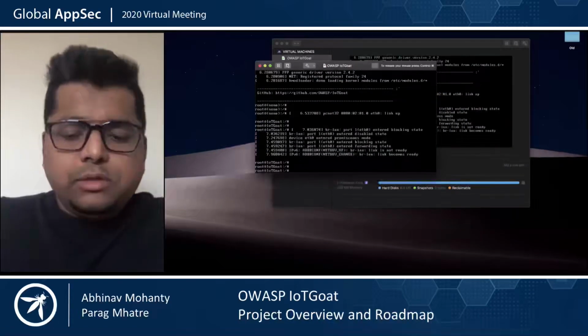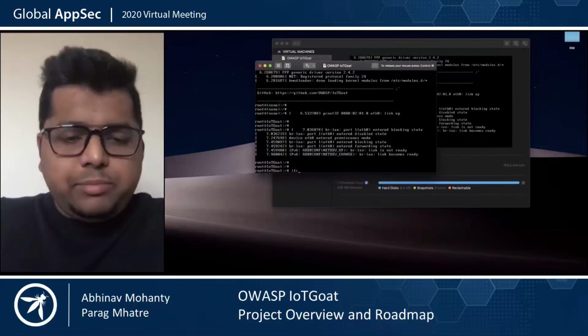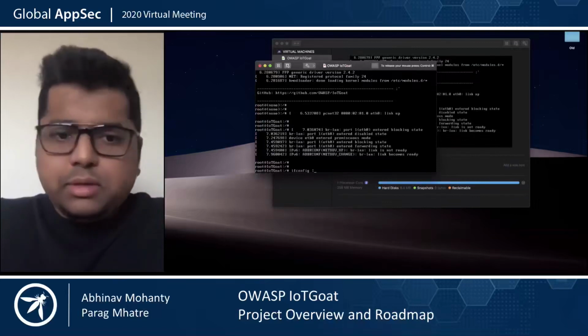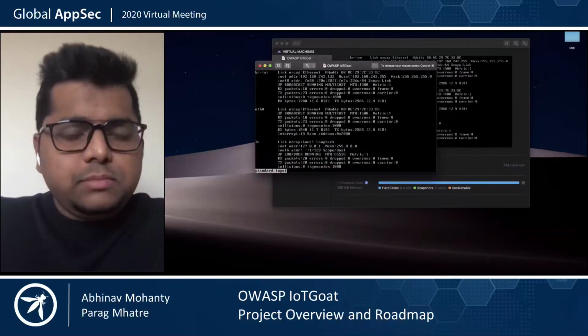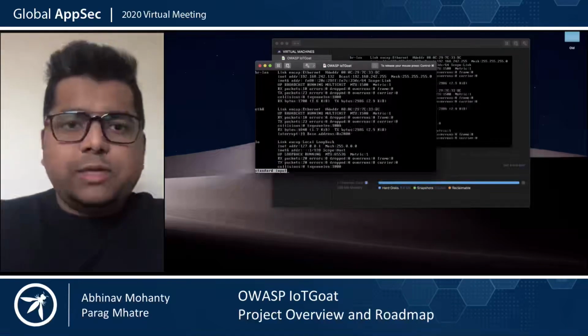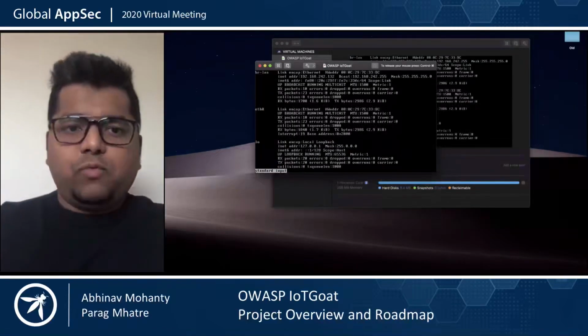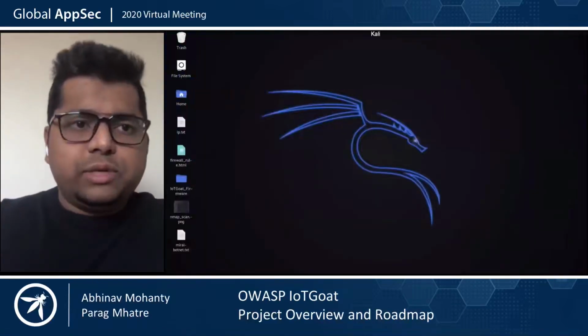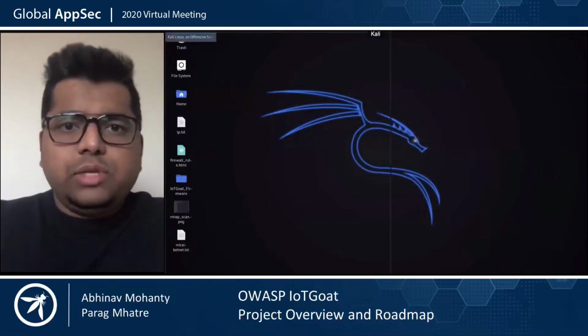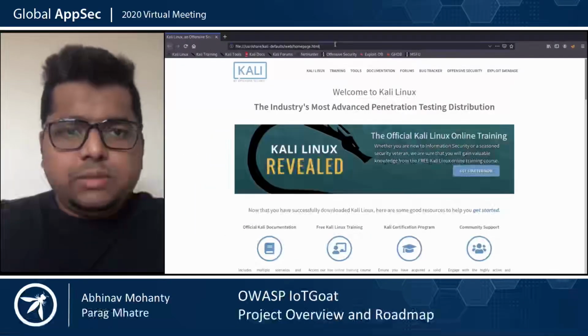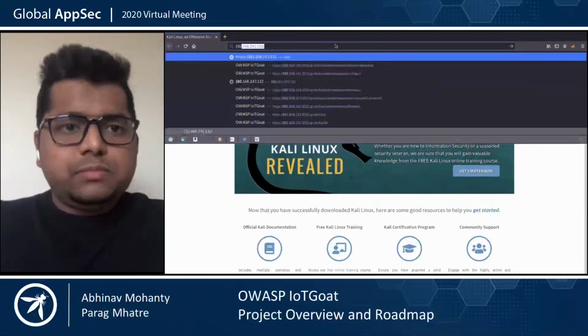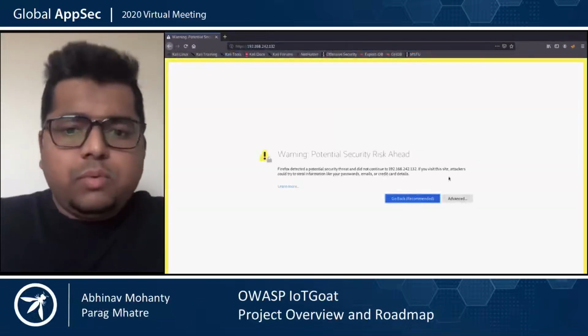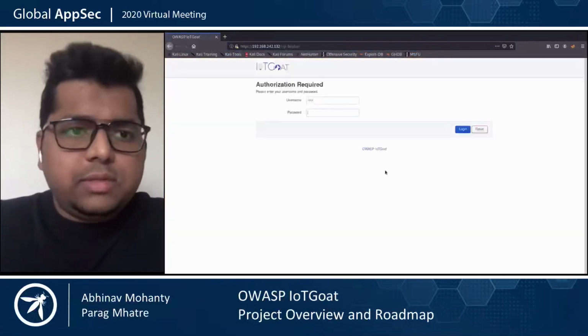Okay, so let's just check the IP address of the instance. Okay, so we have 192.168.242.132. I'm just gonna make sure that we do have access to the UI and are able to connect to it. Yep, okay, just accepting the risk.